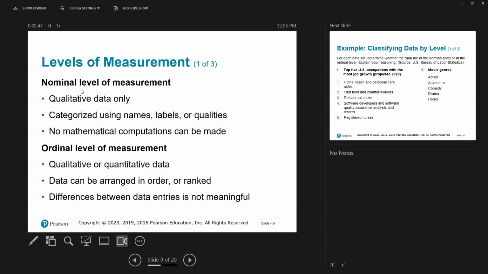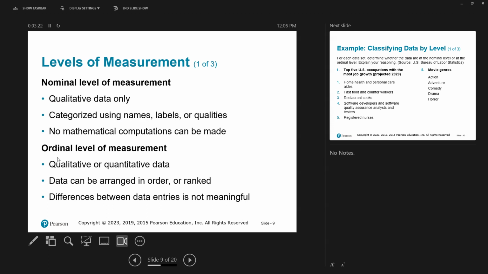Now, the second objective of the lesson is the levels of measurement. We have four types of data levels. Nominal data is the first level. It's only the qualitative data, categorized using names, labels, or qualities. You cannot make any math computations using this level of data. So nominal data is very restricted. It's only the qualitative data. You can categorize it using names, labels, or qualities.